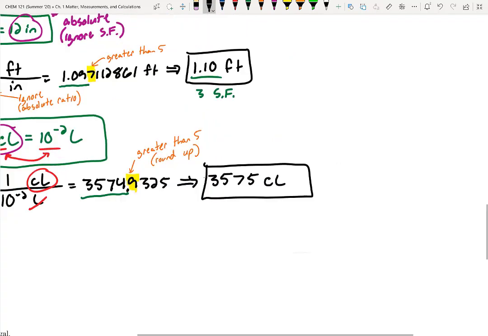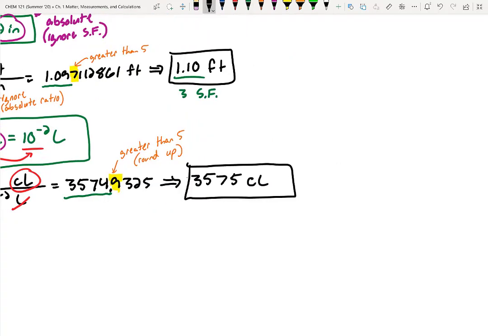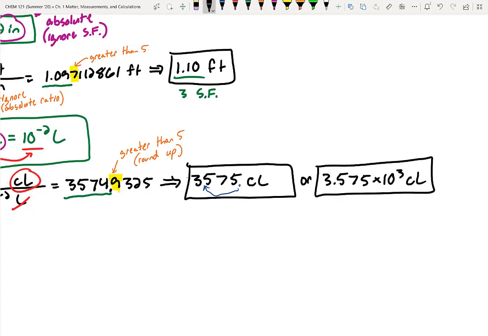And then if we wanted to, we could get fancy and use scientific notation like somebody mentioned before. If there's an assumed decimal here, we could move it 3 spots over, and this could be written as 3.575 times 10 to the third centiliters. Both of these would be acceptable answers for that one.